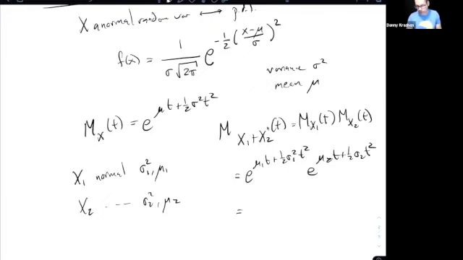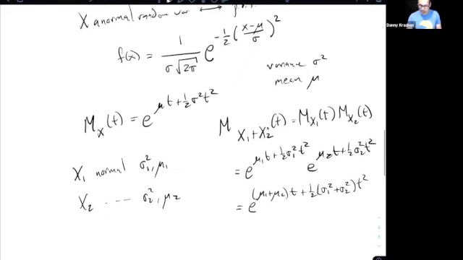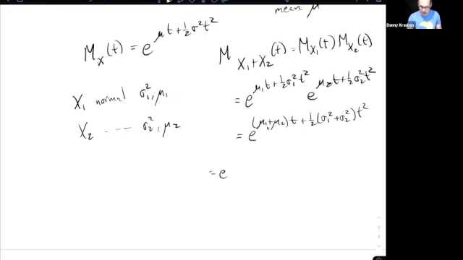Okay, so we'll just multiply these two things together, add the exponents, and we see that we get mu 1 plus mu 2 times t plus 1/2 sigma 1 squared plus sigma 2 squared, t squared. And so I can write this as e to the mu 1 plus mu 2 times t plus 1/2 square root of sigma 1 squared plus sigma 2 squared, squared, t squared.